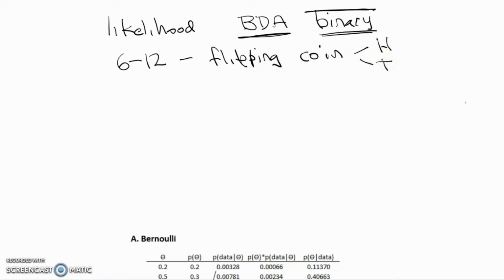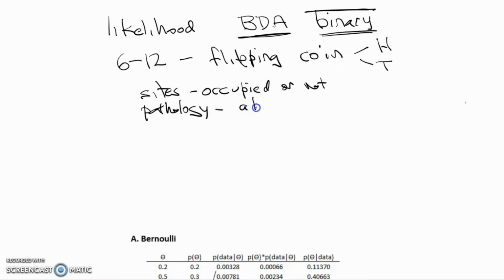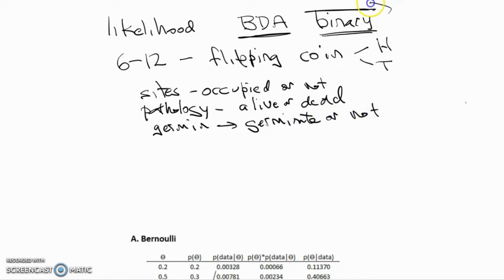But binary dependent variables are quite common in environmental sciences. So, for example, in ecology, you can think of sites as being occupied or not. In pathology, which is my background, trees are either alive or dead. And in silviculture, if you think about seeds germinating, they either germinate or they don't. So binary dependent variables are really important.